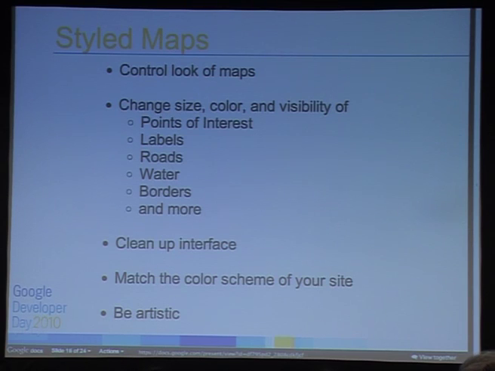Okay, I'm going to move on to styled maps so that Jarda actually has time to do his talk. But I'm not going to spend a ton of time on this. The idea behind styled maps is you can change the look and feel of a map. We all know what a Google map looks like, right? Because they're on 350,000 websites. But you can now change the color scheme. If you make it match your own website, you can do fun things like change size, color, and visibility of certain objects on the page. It allows you to clean up the interface, match the color schemes, and just be more artistic.